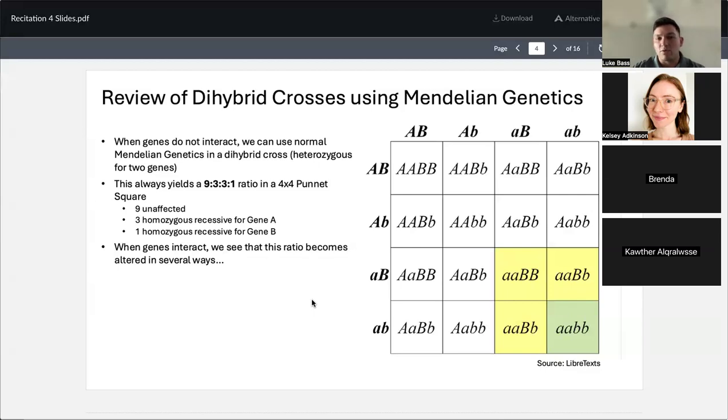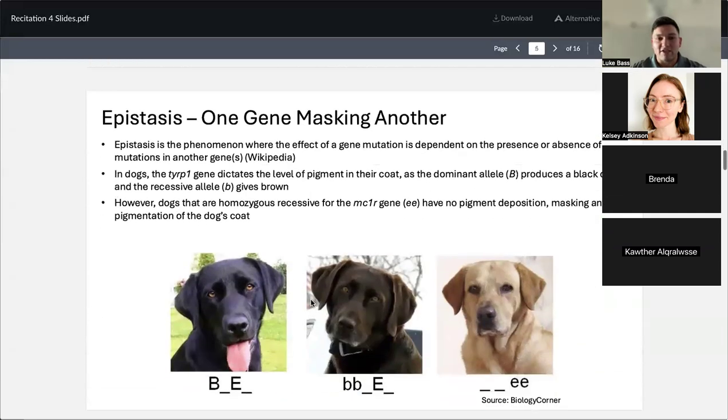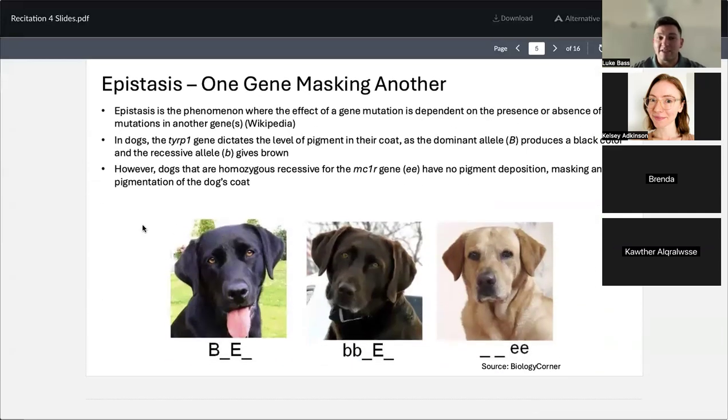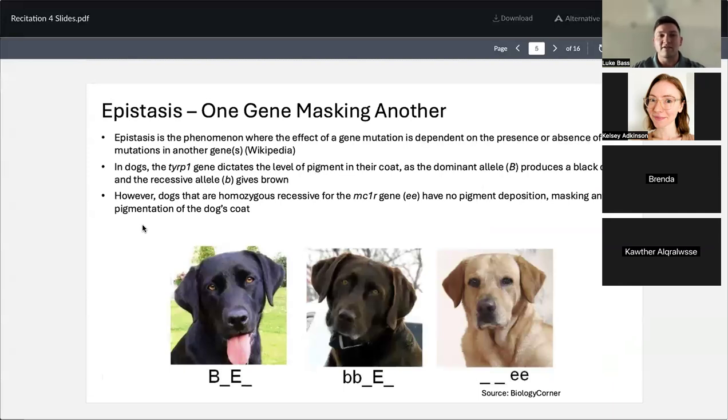Whenever you don't get this 9 to 3 to 3 to 1 ratio, you're going to notice that Mendelian genetics is not used, and rather there might be some gene interaction at play. Some of those gene interactions can include epistasis, or one gene masking another. I hope this makes some sense in that epistasis is the phenomenon where the effect of a gene mutation on one allele is dependent on the presence or absence of mutations on other genes.